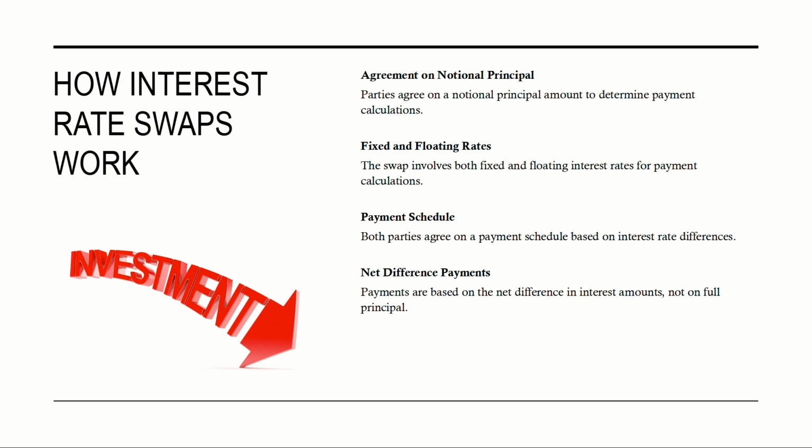How interest rate swaps work. Agreement on notional principal. Parties agree on a notional principal amount to determine payment calculations. Fixed and floating rates. The swap involves both fixed and floating interest rates for payment calculations. Payment schedule. Both parties agree on a payment schedule based on interest rate differences. Net difference payments. Payments are based on the net difference in interest amounts, not on full principal.